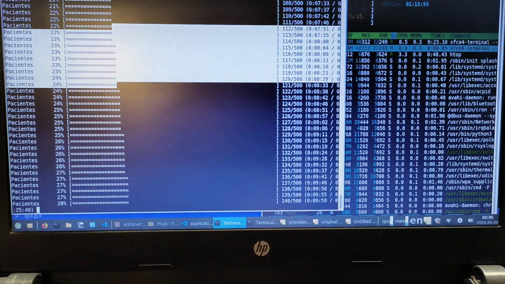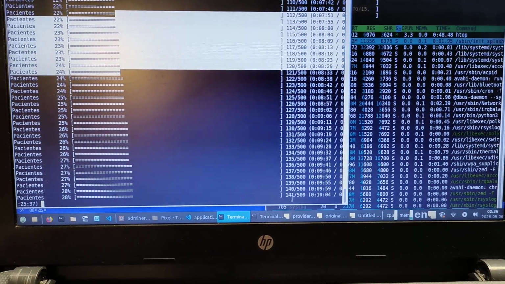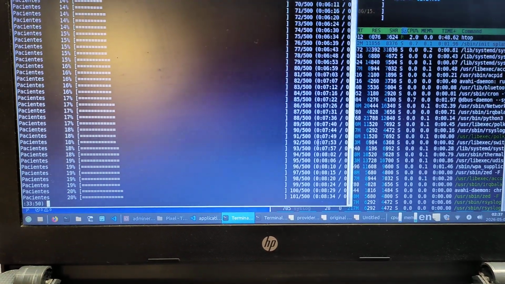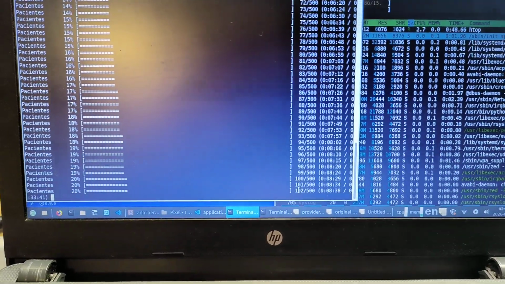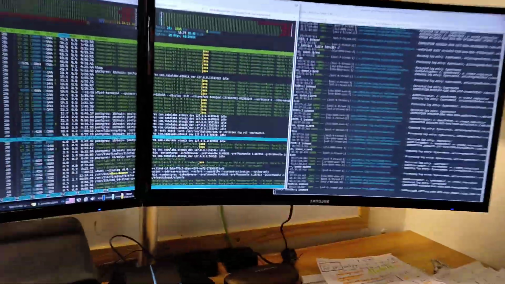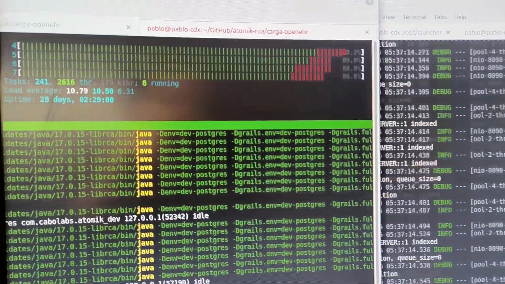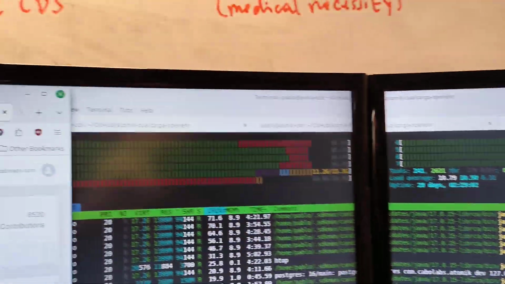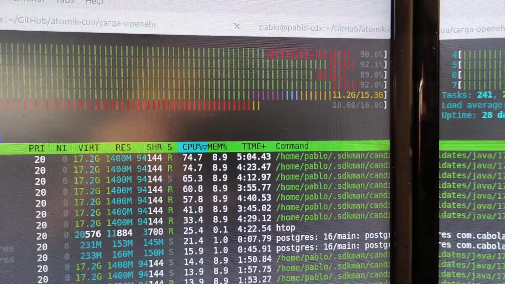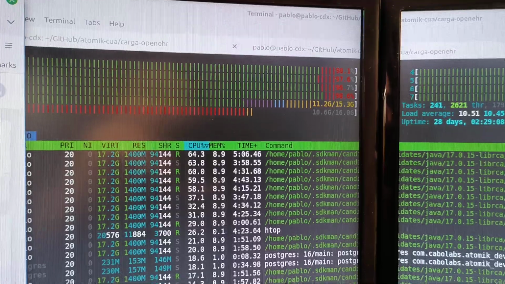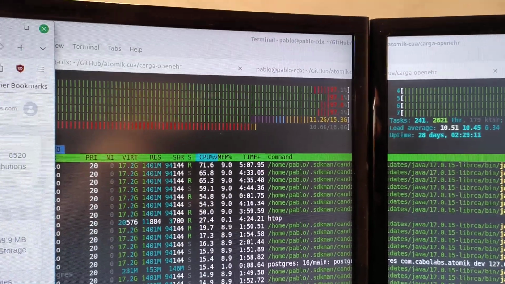So in between both, we have a kind of 250 patients with EHRs loaded. And here we keep CPU at full capacity. RAM is controlled, not at full capacity. We have some spare memory there. That's good.